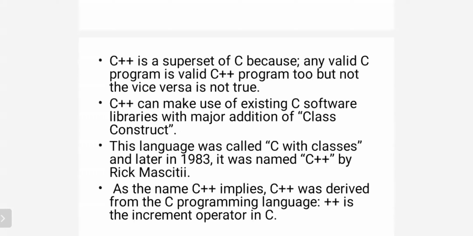So C++ is a superset of the C language. Any valid C programs are valid in C++ also, but all the C++ programs are not valid in C language. Clear? The C++ language has huge library functions. Library functions means built-in functions.